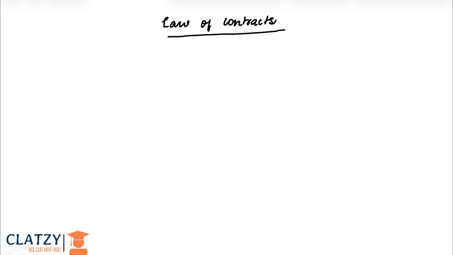Hello everyone, welcome back. In our previous class, we saw that for an agreement to become a contract, certain conditions must be satisfied. So we had clearly seen that not all agreements are contracts, correct? And only those agreements are contracts which fulfill the conditions that we had briefly discussed in the last class, okay?